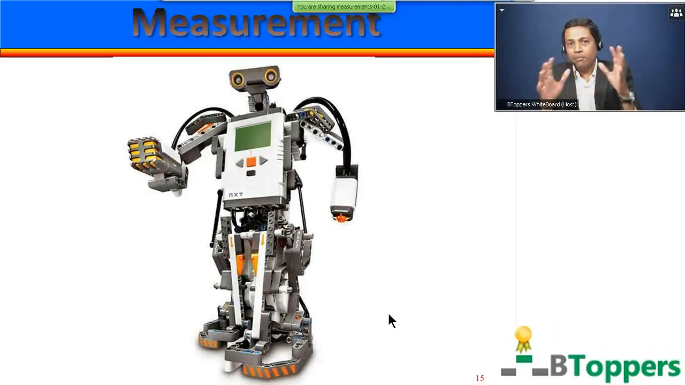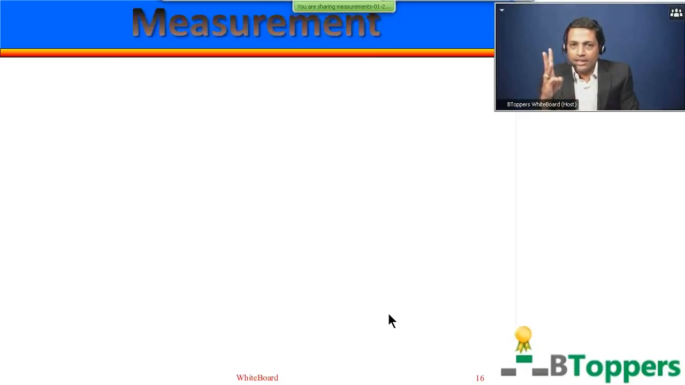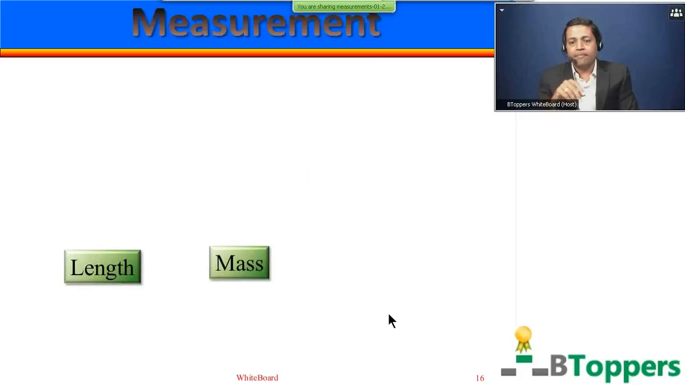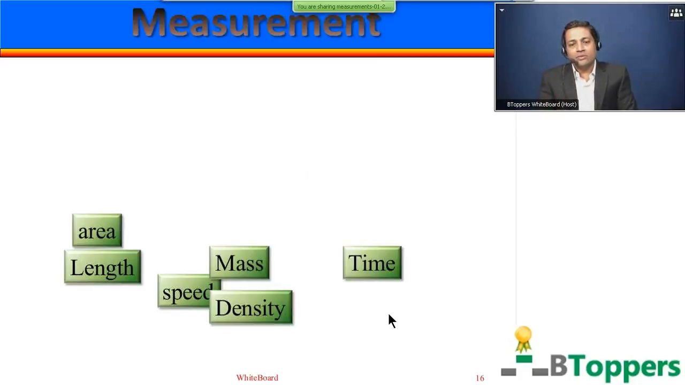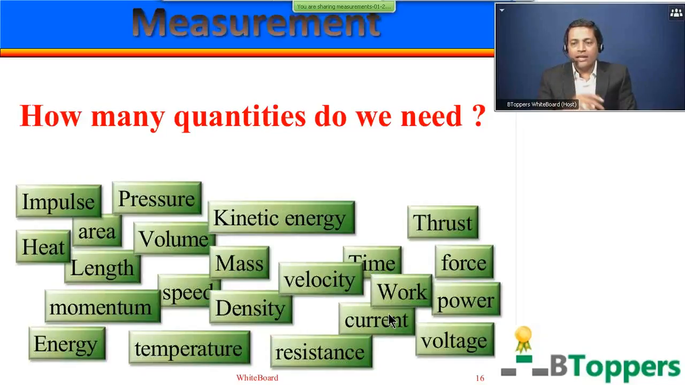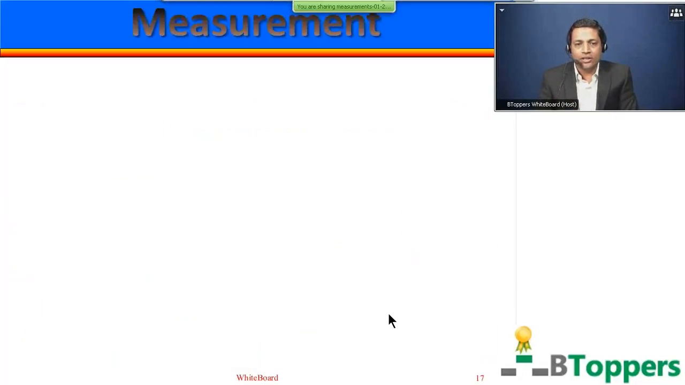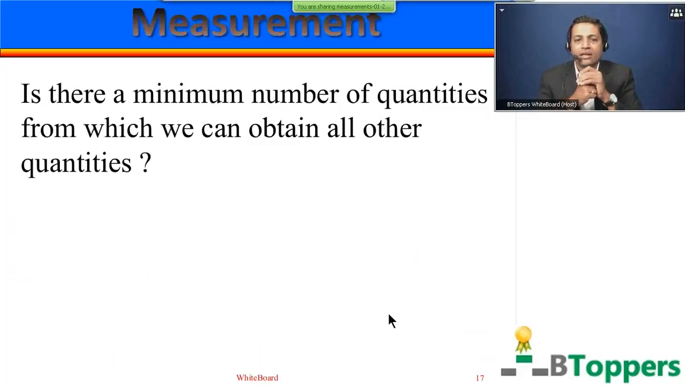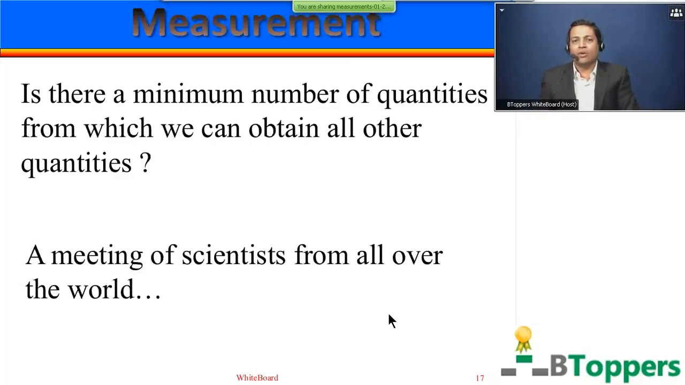Now, in order to make a complex machine like a robot, the three quantities that I mentioned, that is length, mass, and time, may not be sufficient. You need more quantities. You see, these are the various quantities that we come across in day-to-day life from various aspects of science. So naturally, this caused a concern, a worry in the minds of scientists. They began to wonder as to how many quantities we need in order to understand science. And then a more important question than that was, is there a minimum number of quantities from which we can obtain all other quantities? It means by some method we should be able to figure out the least number of quantities by which I should be able to get this quantity, I should be able to get that quantity, and for that matter any other quantity.